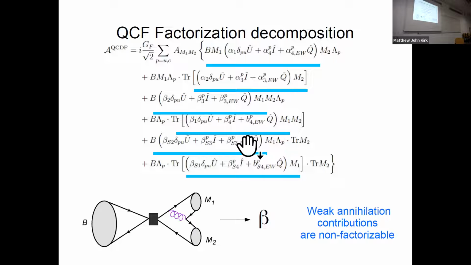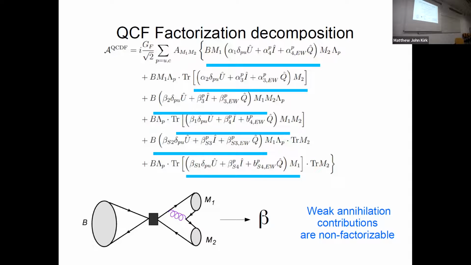Now, what is the problem? The problem is these topologies, and QCD factorization doesn't tell you how to calculate them. These topologies are encoded in these beta coefficients, and they appear in all these channels. So even if you can calculate the alphas very precisely, these betas cannot be calculated with QCD factorization.